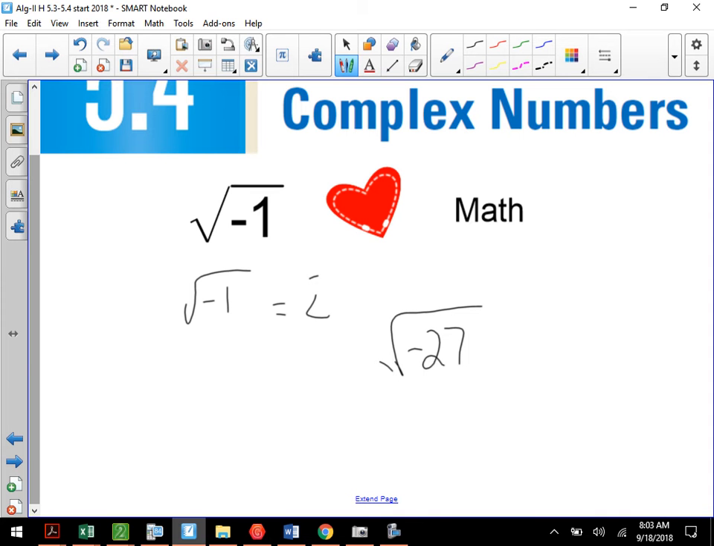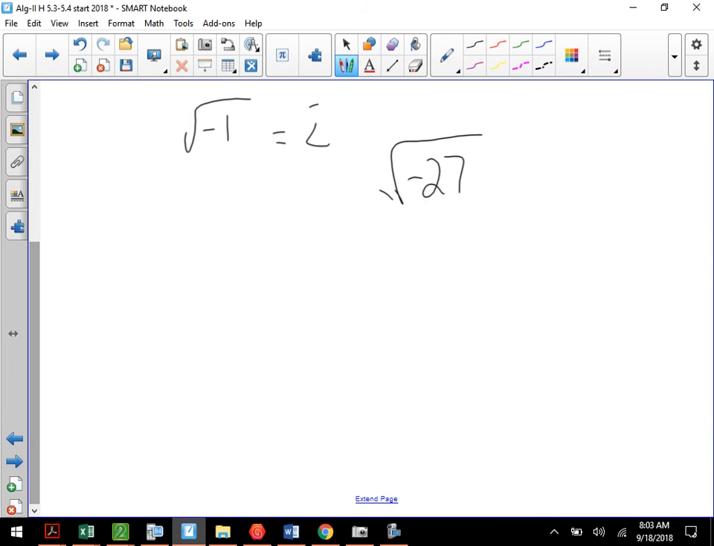So, just like we had before, like we split apart the square root of, what was it, 8. We wrote it square root of 4, square root of 2. 27, I can rewrite it as the square root of -1, the square root of 9, and the square root of 3. What's the square root of 9? 3. What's the square root of -1? i. So my answer would be 3i root 3.